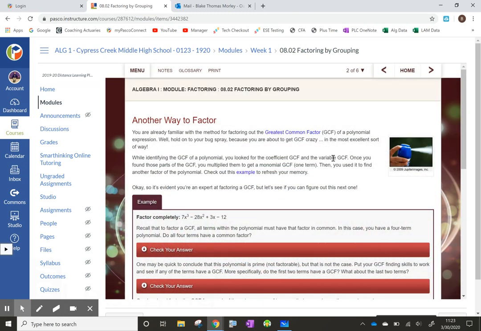So let's get started. Another way to factor. Remember we did GCF before. If you're lost on that and need some help, please go review it. If you're not comfortable with GCF yet, you have to go practice that more before you do this section. There's no point in trying to do this section if you can't do GCF. So make sure you're good on GCF. Make sure you've passed the GCF quiz.